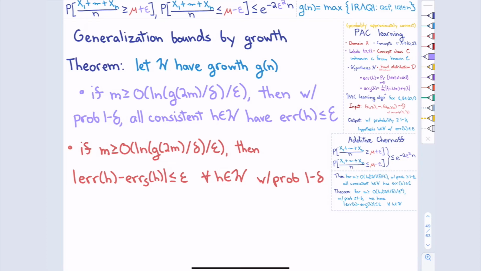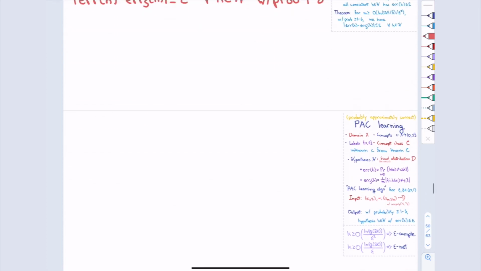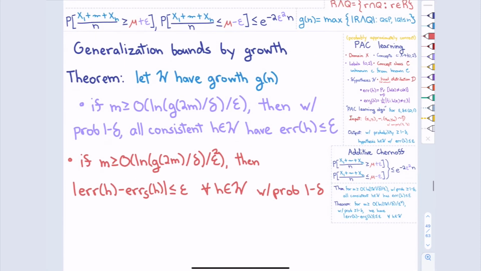And the second one: if m is at least the log of the growth divided by epsilon squared, then you'll get this sort of generalization error of epsilon with probability at least 1 minus delta. So you can see that this clearly corresponds to the bounds that we got from epsilon nets and epsilon samples, respectively. So there's some connection there, although it's not as direct as you would think.